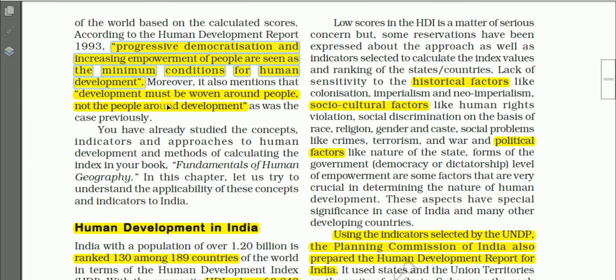Moreover, it also mentions that development must be woven around people and not the people around development, as was the case previously. Development must be woven around the people, which means development must be people-centered, not materialistic development. That is the main point here.